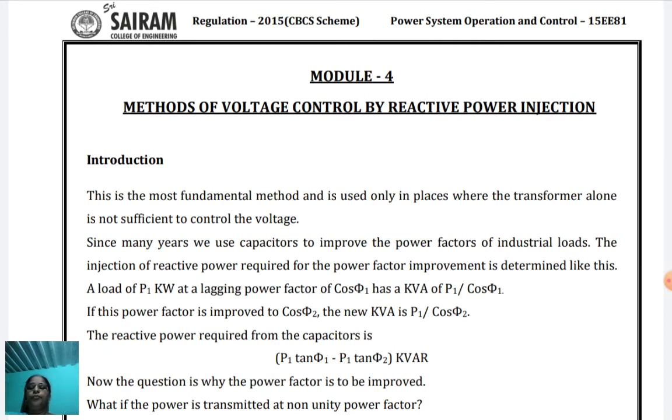A load of P1 kilowatt at a lagging power factor of cos phi 1 has kVA of P1 divided by cos phi 1. You know the power factor triangle, that is the power triangle. The hypotenuse is the apparent power, the adjacent side is the real power, and the opposite side is the reactive power. From this length we have to calculate the P1 kW for a load.